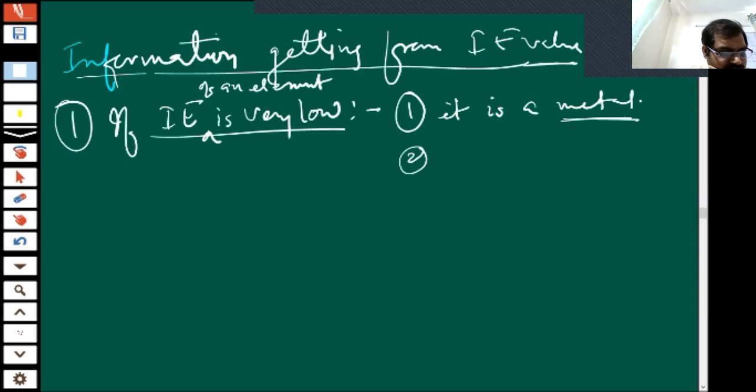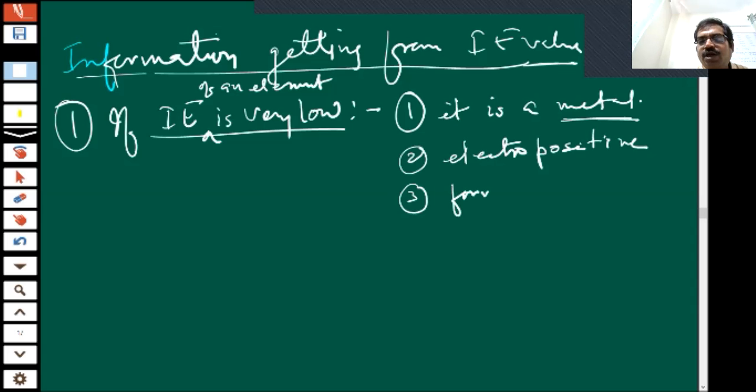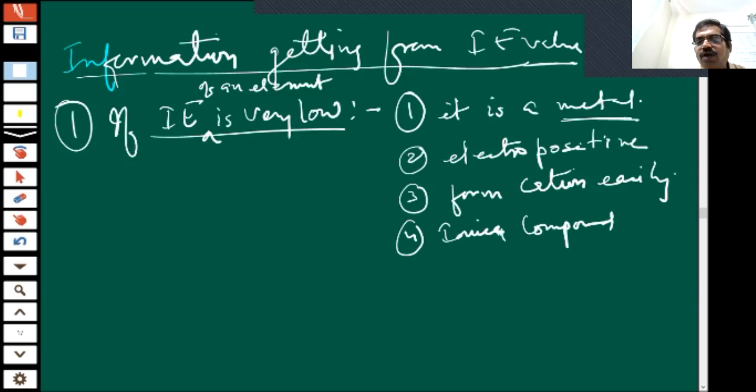Next thing, it is electropositive in nature. Next thing, it can form a cation easily. It can form an ionic compound easily.